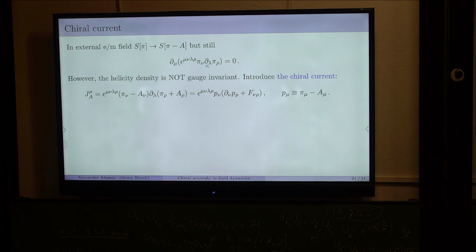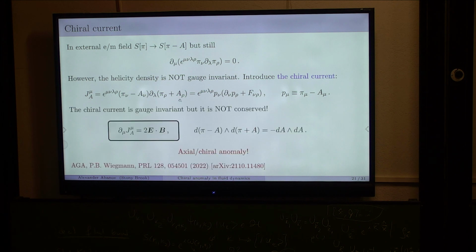So let's try to make it physically observable. The good combination is this one. Why is it a good one? Because if you now take the divergence of this, then you will see that it's okay. The easiest way to do it is this way. This is pi minus A, d pi plus A. If you take an additional d, you get d pi minus dA, dA.